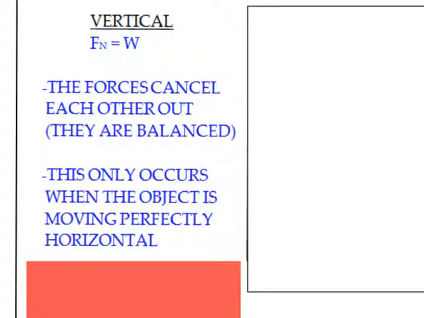And remember that this is only going to occur when the object is moving on a perfectly horizontal surface. So as long as your object is being dragged along a horizontal surface, we can say that the normal force and the weight have the same magnitude. What that means is that when we get to the equations and the math portion of friction, we can substitute one force for the other in terms of the number that we're going to plug in. Go ahead and pause the video if you need more time to write, as I'm going to move on and talk about the horizontal forces.